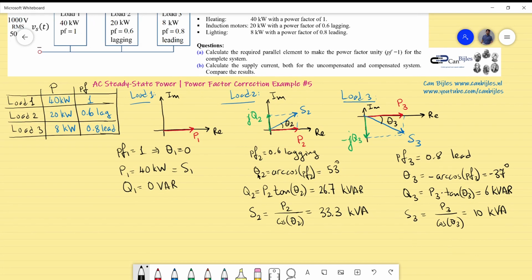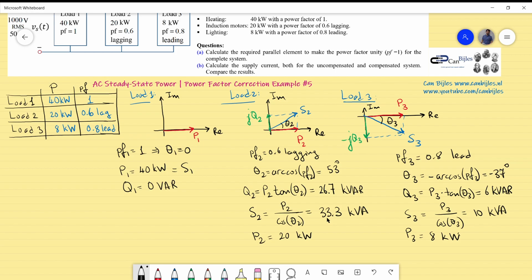And remember, P2 here is already given as 20 kilowatts, and for this one it is 8 kilowatts. So let me make this also clear for load 1, load 2 and load 3. This P2 is 20 kilowatts, and for P3 it is 8 kilowatts. Okay, I'm now in general done with the situation.